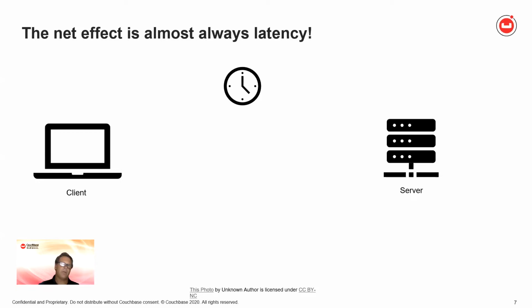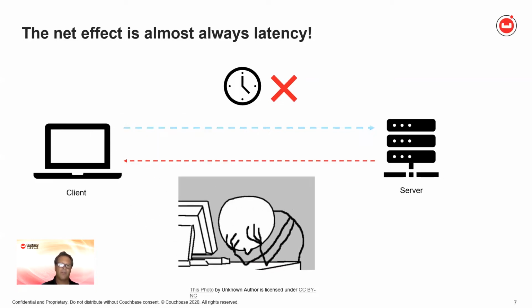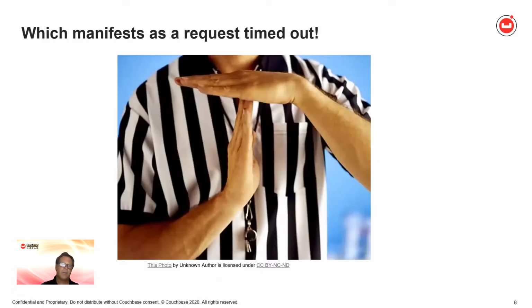The net effect is almost always latency. For example, a client makes a request to the server. The server happens to be backed up because there are a lot of requests that day or at that time. The result is latency and a frustrated user. This invariably will manifest itself as a request timeout, or the dreaded timeout exception.